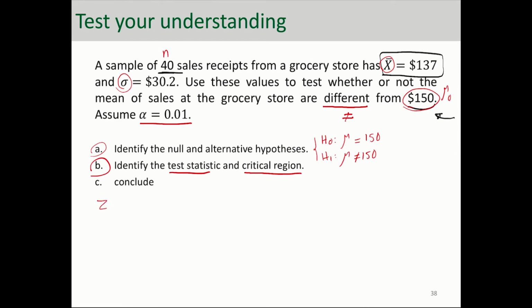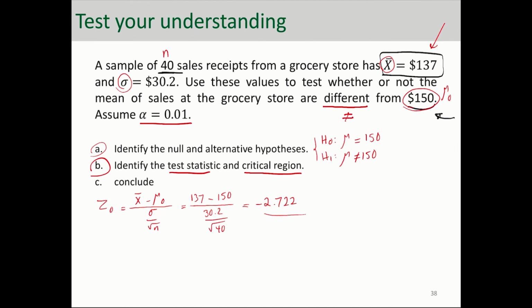Well, we know that the test stat z score is equal to X bar minus mu naught over sigma divided by square root of n. Looks like our X bar is $137 minus 150, which is our hypothesized value, over 30.2 divided by square root of 40. If you do the math here, you would get negative 2.722. That is our test statistic.